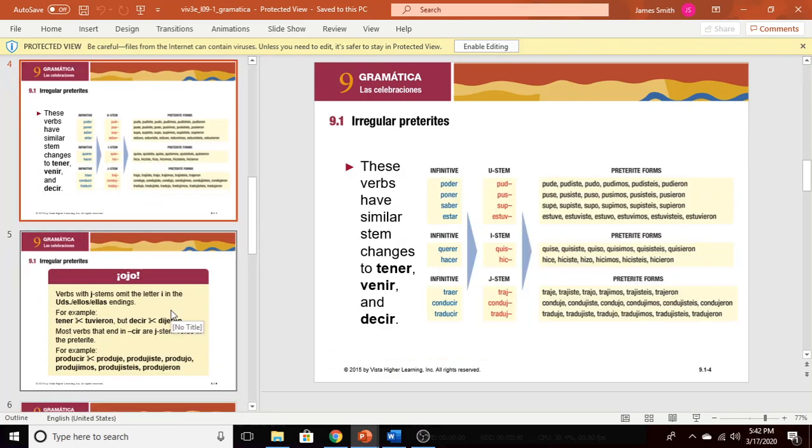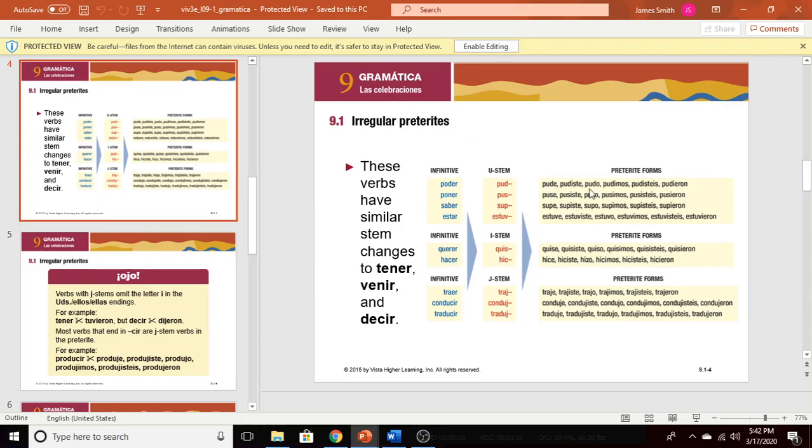So skip down to here. These verbs are very irregular in the preterite. Their beginning, this group changes to a U. This group, their beginning changes to an I, and in this group, their beginning changes to a J. So you can consider these like the U group, the I group, and the J group. That's what their stem does. Their endings are all the same. It's one set of endings for all of the irregular preterites in this chapter.